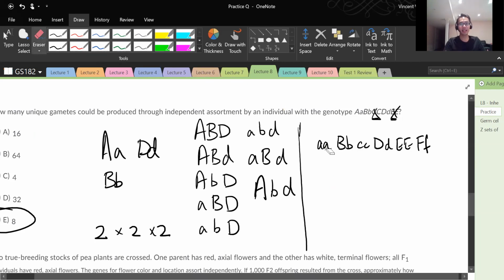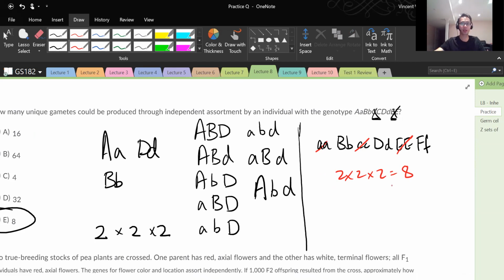Okay, so basically anything that's the same, we can just ignore. And then there are 3 different ones. So we just go 2 times 2 times 2 again, which gives me 8. Make sure you know how to do that.